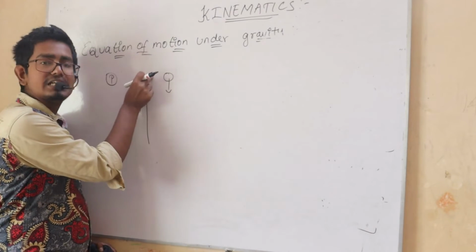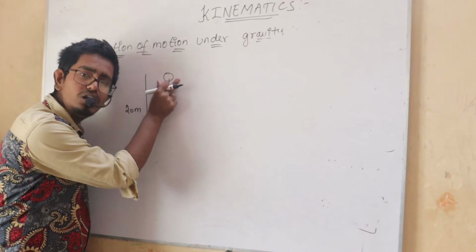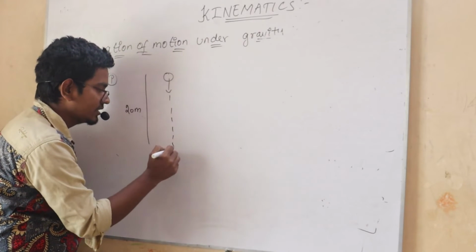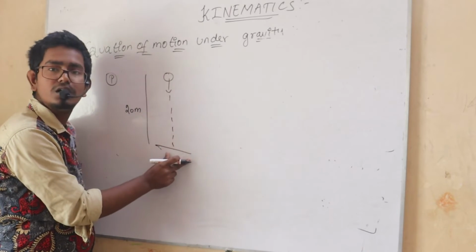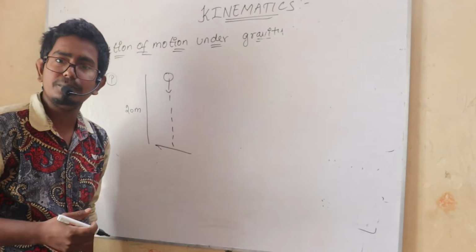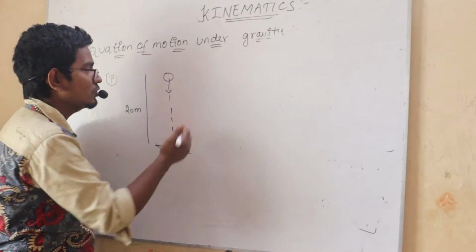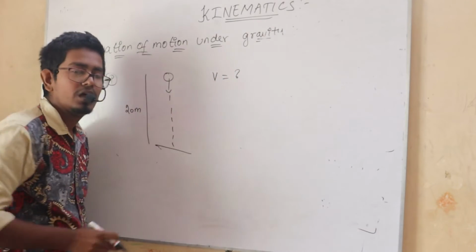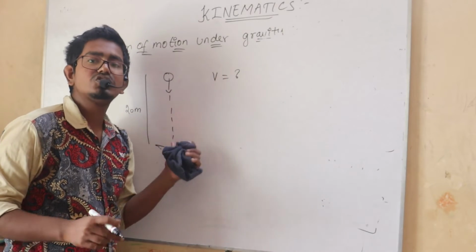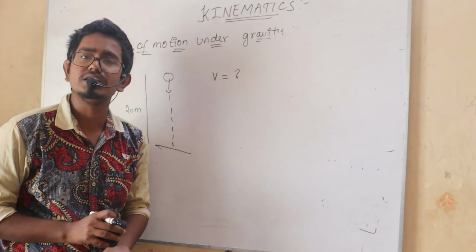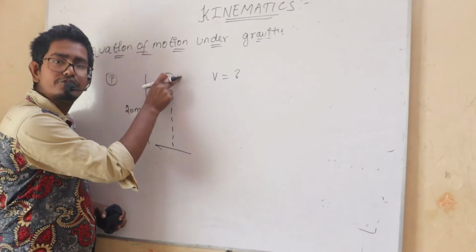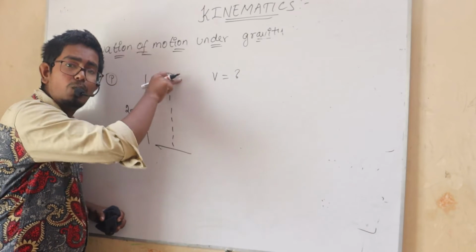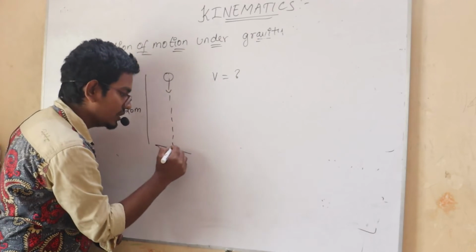From the top of the tower, they are just leaving this ball, or a stone, which is going to hit the ground with some velocity. Right? So they are asking with what velocity it will strike the ground. That is what the question is. Whenever an object is falling freely from a tower of 20 meter height, at what velocity will it strike the ground?